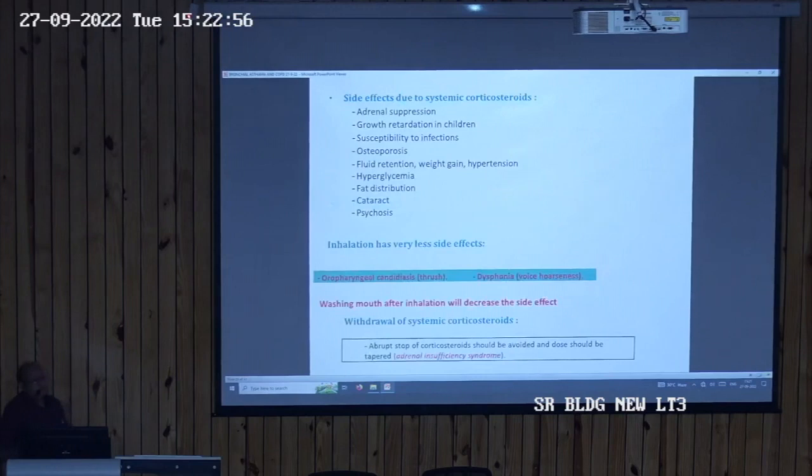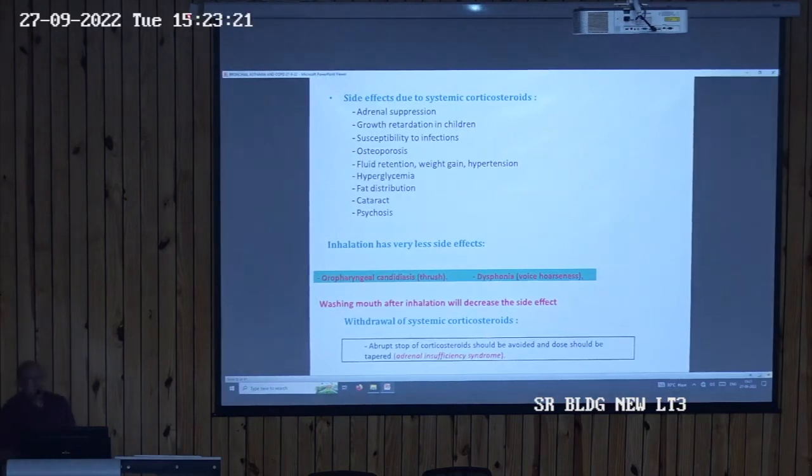So the side effects: adrenal suppression, growth retardation in children, and then susceptibility to infection. The moment you suppress the immunity of a person, the body becomes much more prone to infection. Then there is osteoporosis, and then fluid retention, weight gain and hypertension, hyperglycemia, fat distribution, cataract and psychosis.